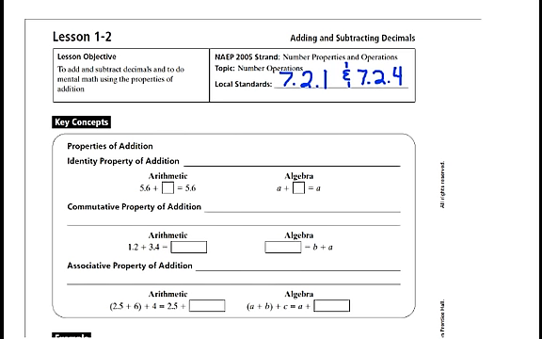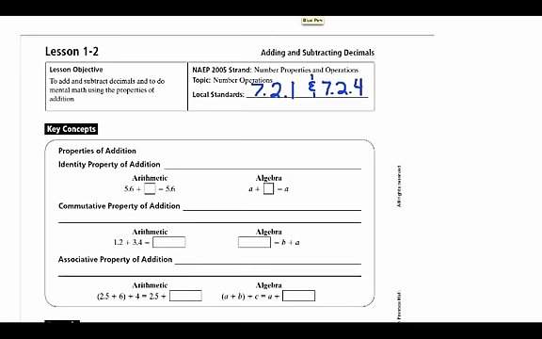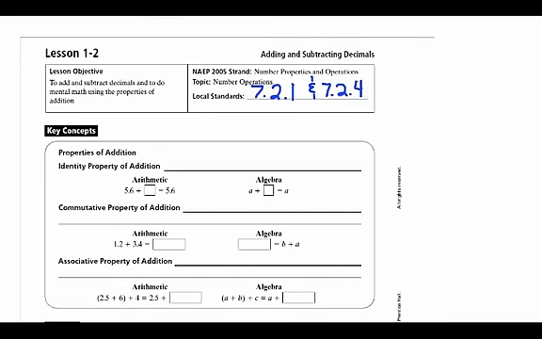7.2.4 says use estimation to decide whether answers are reasonable in problems involving fractions and decimals. So we're going to use estimation today to help us check our work and make sure that we did the problem correctly. We're going to look at three properties today. The first one is identity property of addition. Identity property of addition is simply the idea that the sum of 0 and a number is the number, or the sum of 0 and A is A.